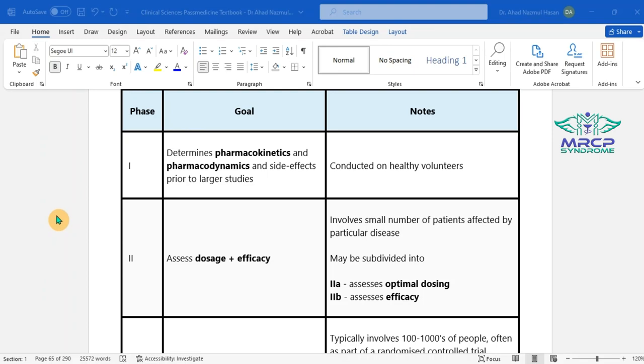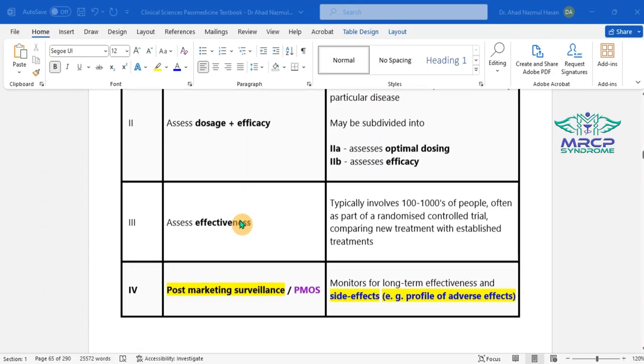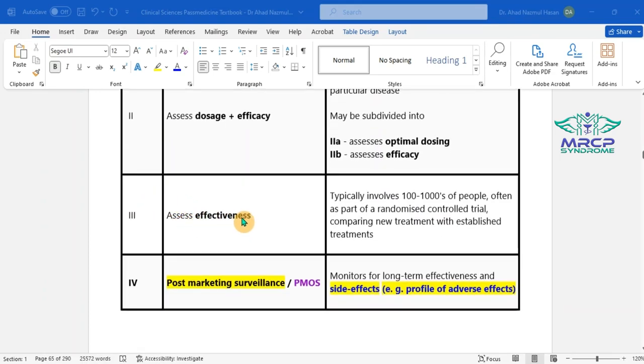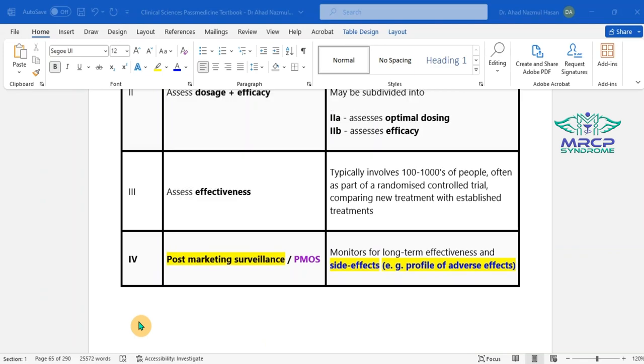So we can go for the summarization. Phase 1, pharmacokinetics and pharmacodynamics. Phase 2A, doses. Phase 2B, efficacy. Phase 3, effectiveness as a part of RCT. Phase 4, post-marketing surveillance or post-marketing observational studies. It will monitor or assess the side effects or profile of the adverse effects.